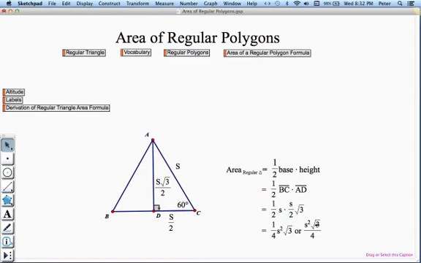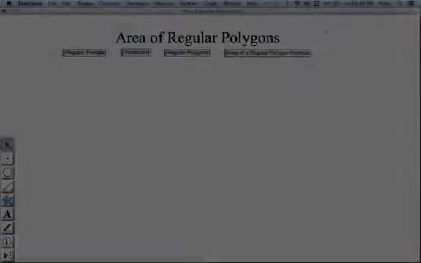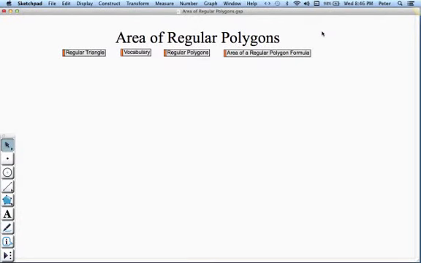Okay, let's move on now to looking at some of the vocabulary of other regular polygons. Okay, now when we begin to talk about some of the vocabulary in regular polygons, it's a good idea to remind ourselves of some of the regular polygons we've seen this year.